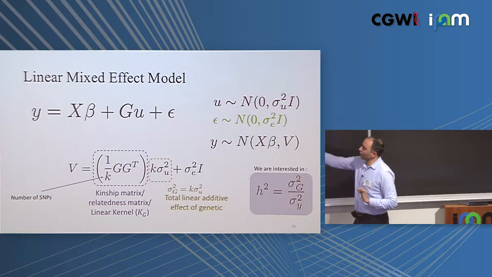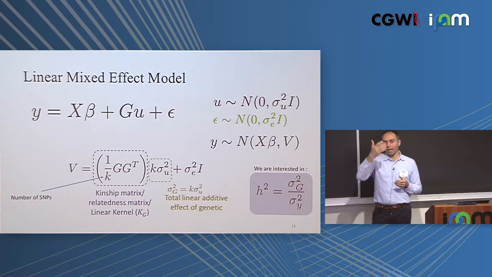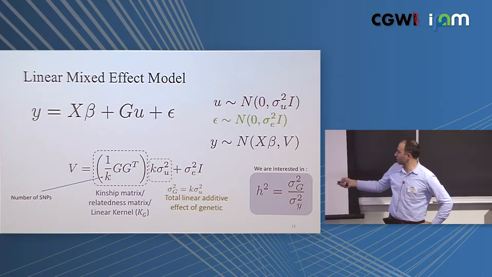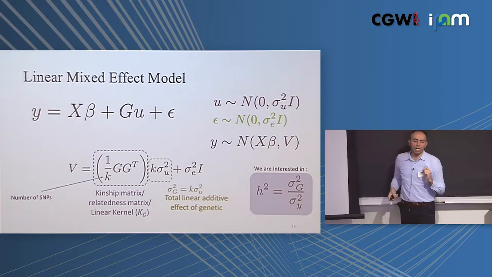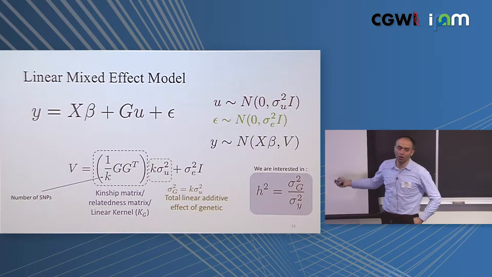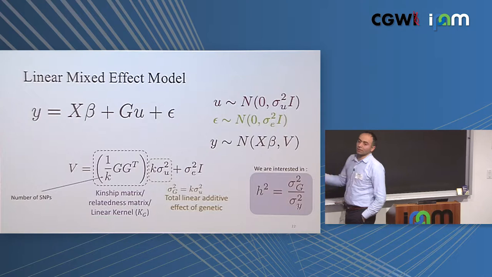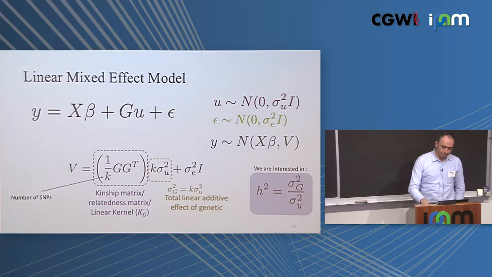And then at the end, your inference would be the ratio of the variance explained by the genotype, sigma g, which is basically k times the variance of each of these SNPs, which you don't want to measure individually. All you want to estimate is the ratio of the variance. And this is basically the narrow sense heritability using SNP data.